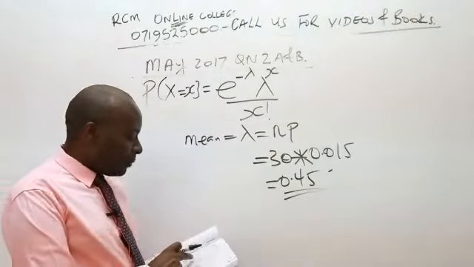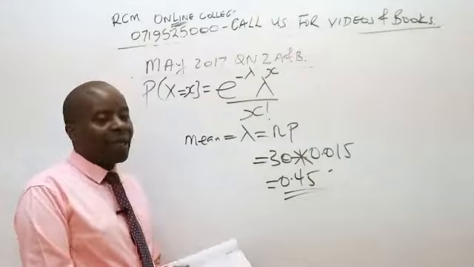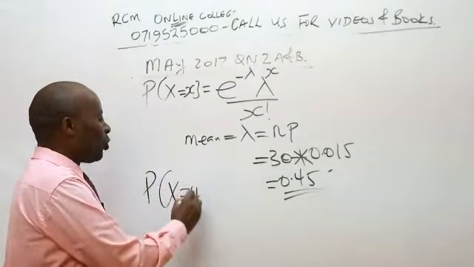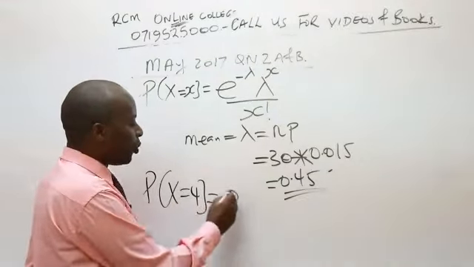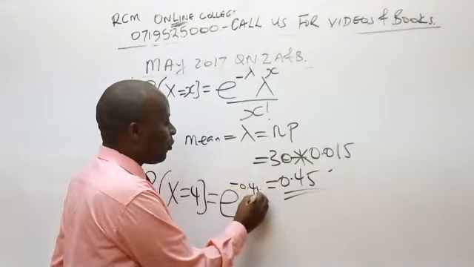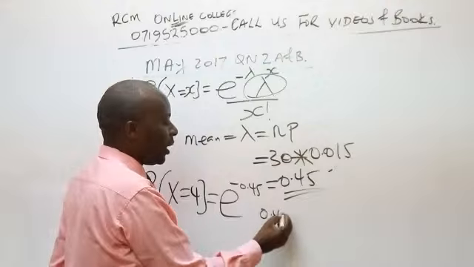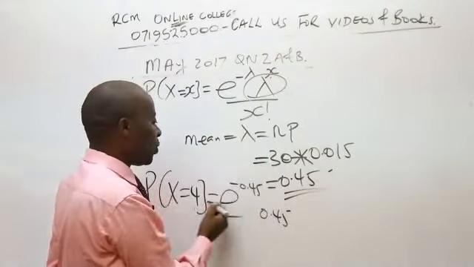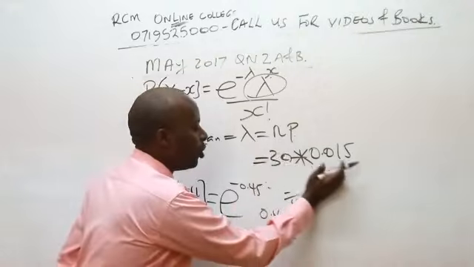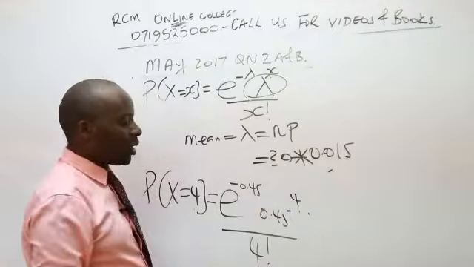Now here, number one, they want us to give the probability that exactly 4 machines will break down. So the probability of x being equal to 4 will be equal to e raised to negative lambda, so raised to negative 0.45, times lambda raised to x, which is 4, all over 4 factorial.